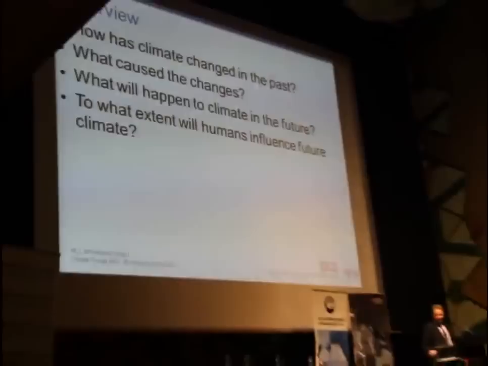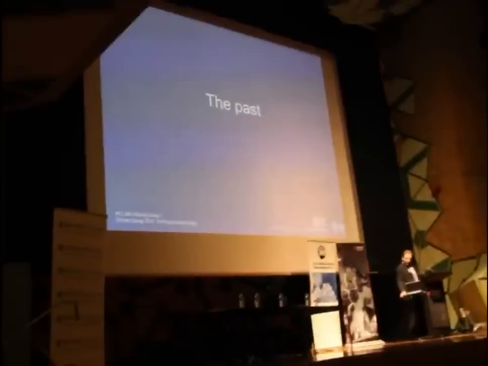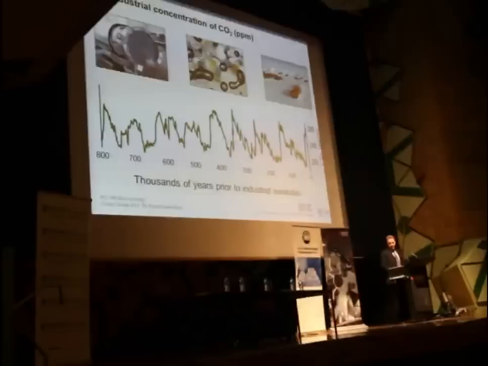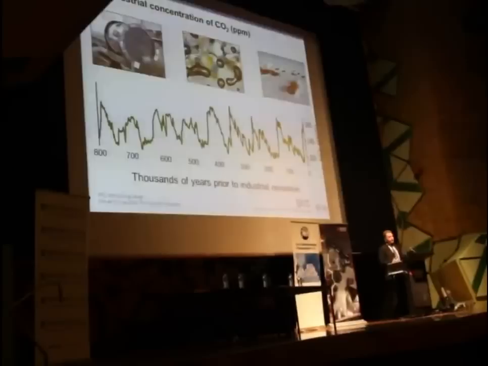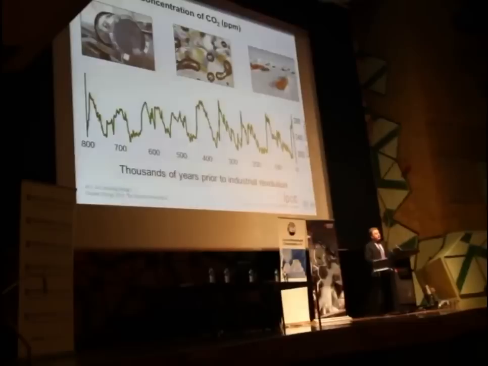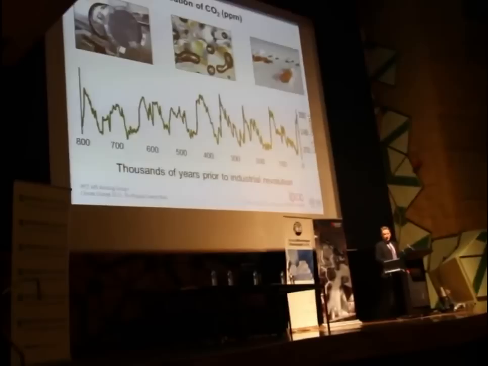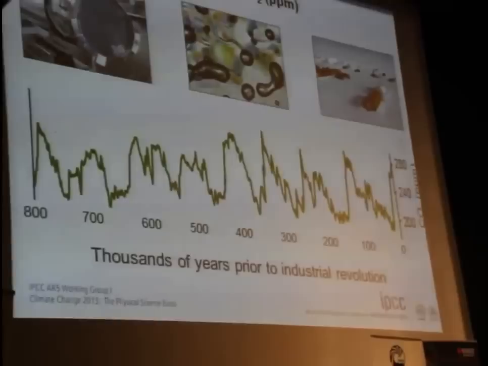So let's begin by examining the past. The very first thing I wanted to show you was a record of atmospheric carbon dioxide concentration. This is for the pre-industrial period, before the Industrial Revolution began, and it shows an enormous amount of naturally occurring variability all the way back 800,000 years ago. You can see that just through natural processes alone, the concentration of CO2 in the atmosphere vacillated between values of something like 200 parts per million up to about 280 parts per million.